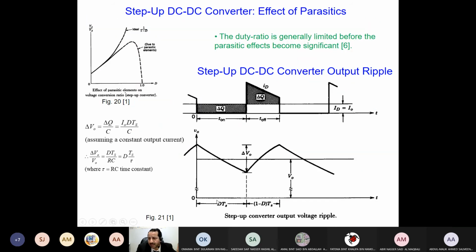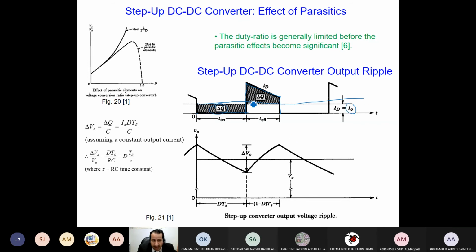Now, one more issue is the ripple in voltage. Ripple in voltage here is found to be simpler than the boost converter. Why? Have a look. If I sketch the current of the diode, when the transistor or the switch is on, diode current is 0. When the transistor is off, the current of the inductance will appear across the diode, which is the released stored energy. The average will be IO.